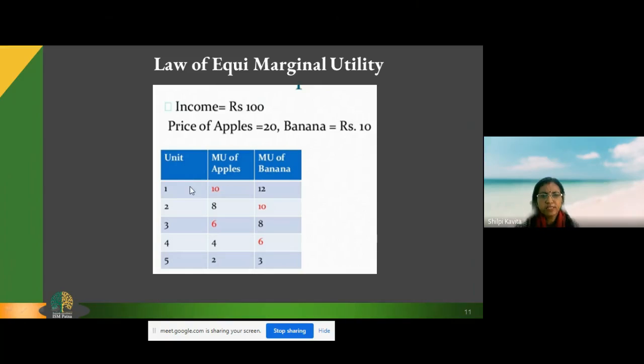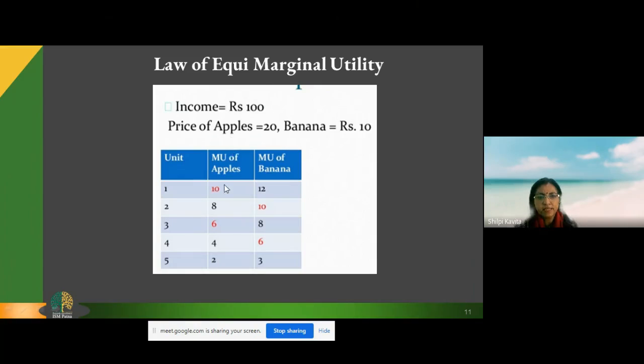We can see that if the consumer is consuming one apple and two bananas, the marginal utility is equal. If the consumer is consuming two apples and three bananas, the marginal utility is equal. If the consumer is consuming three apples and four bananas, then also his marginal utility is equal. Now the third condition is that the consumer's whole income should be spent. The consumer's income is rupees 100 a year.